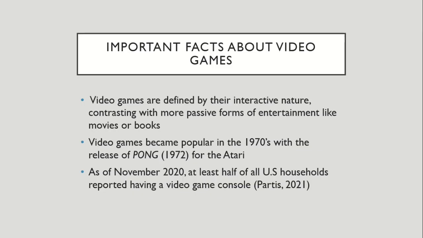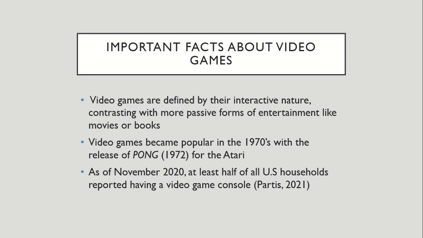Now, before we get into it, just a few important facts about video games in general. Video games are defined by their interactive nature, contrasting them with more passive forms of entertainment like movies or books. Whereas in a book or in a film, you just sit, you read, you watch the film, in a video game it's a lot more interactive. So the player, in this case, has complete control over what happens in the video game to a certain degree.